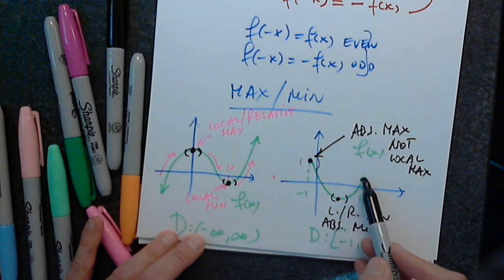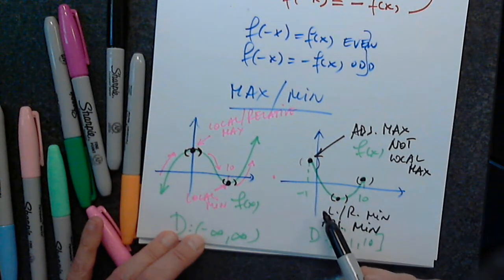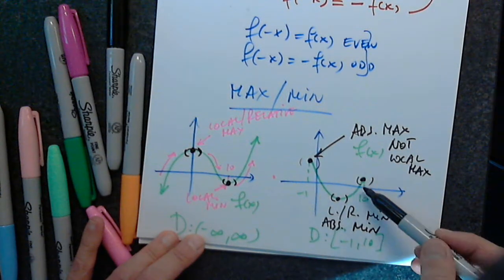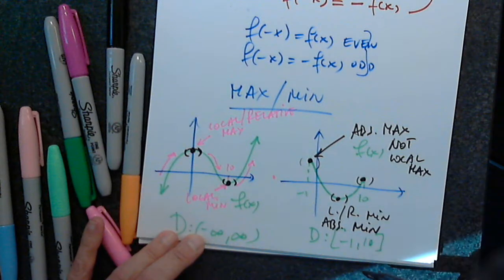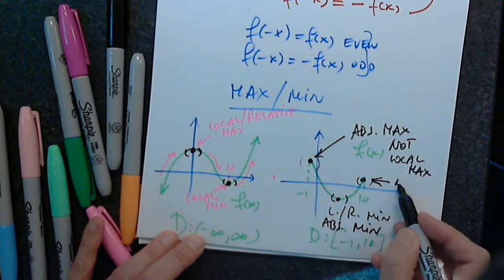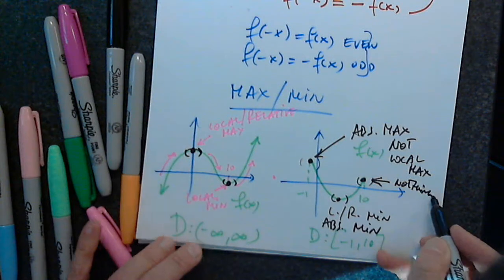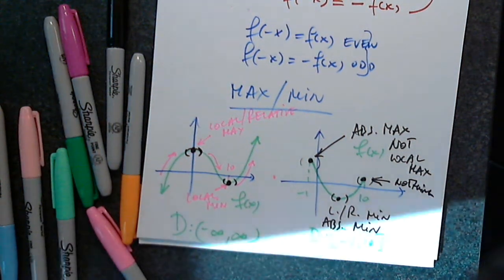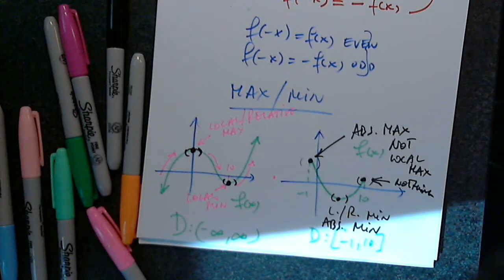And this one happens to be nothing. First of all, it's not local. Secondly, it's not the highest and it's not the lowest. So this endpoint here is nothing. Now we have enough information to start working on some problems.